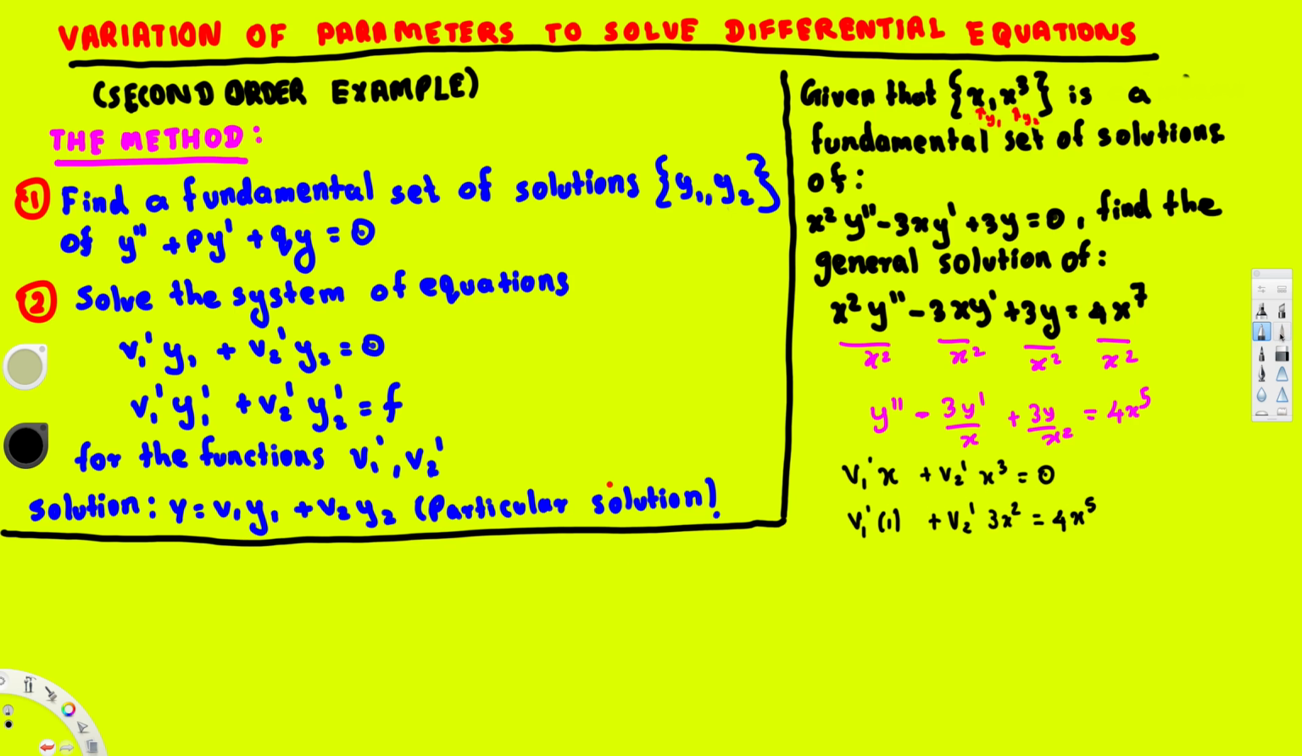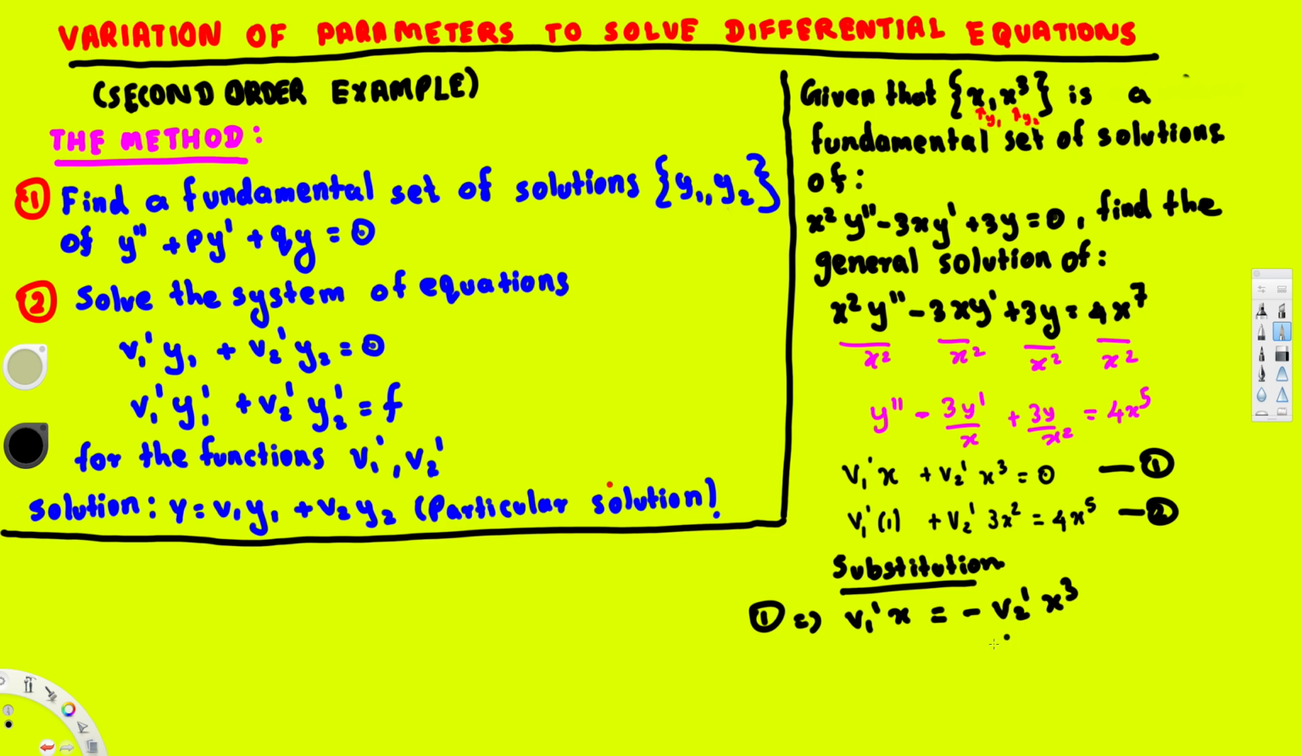First let's see what we can do. Let's do the substitution method. To do the substitution, we can rearrange this equation. Okay, I'm going to rearrange the first equation. Let's say this is 1, this is 2. I'm going to rearrange the first equation like v1 prime x is equal to negative v2 prime x cube. Okay, after this, to get rid of this x, I divide everything by x. If you divide both sides by x, that's going to give you v1 prime is equal to negative v2 prime x square. So now we found v1 prime.